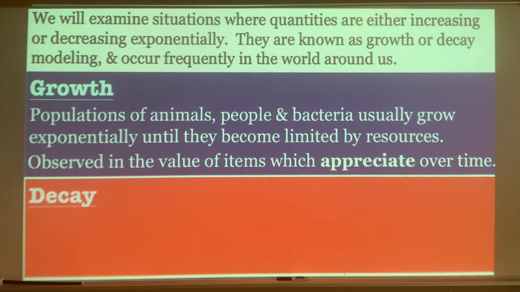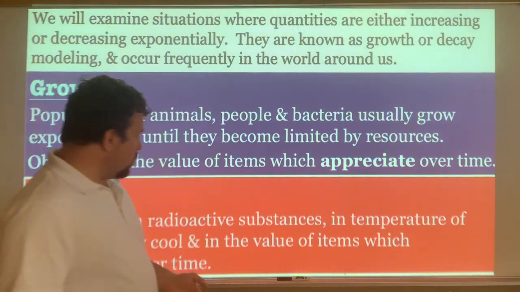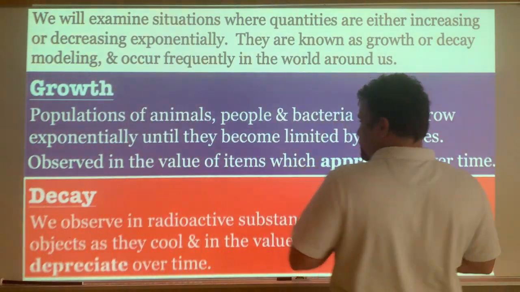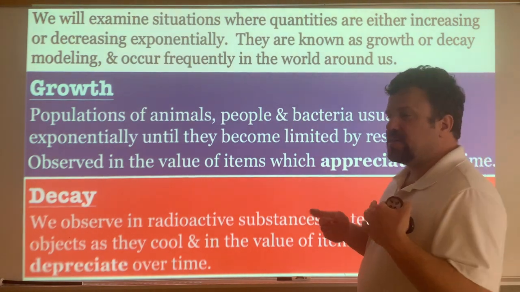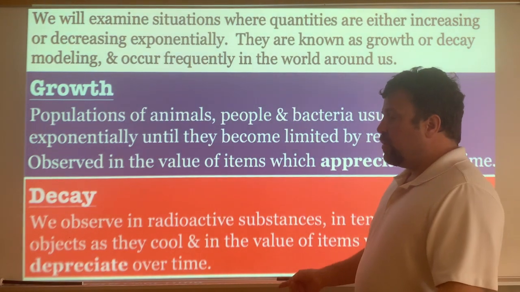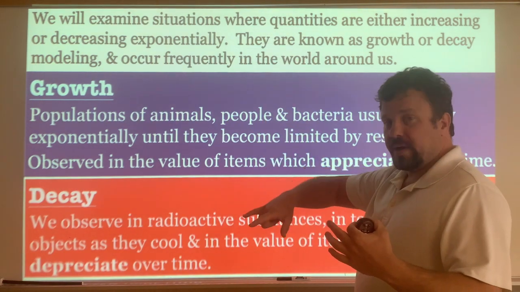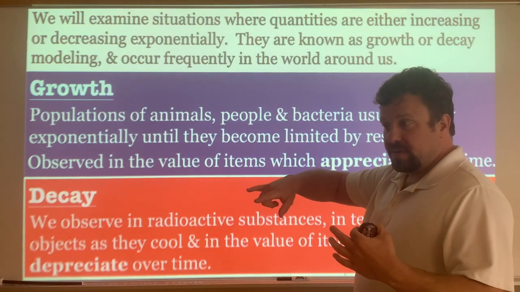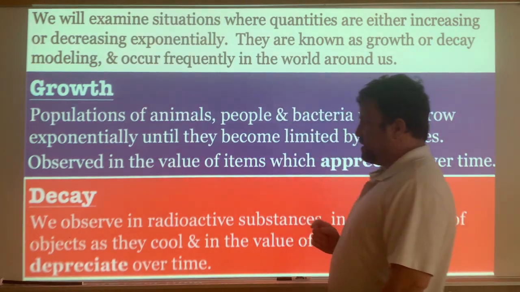All right, decay is the opposite of growth. We observe it in radioactive substances, in the temperature of objects as they cool, or in the value of items which depreciate over time. So what happens with decay is, especially stuff like radioactive decay, you generally have an isotope where half of it decays over a certain amount of time, and then it's called a half-life. Half decays, half decays, half decays. So in decaying, it goes down exponentially.